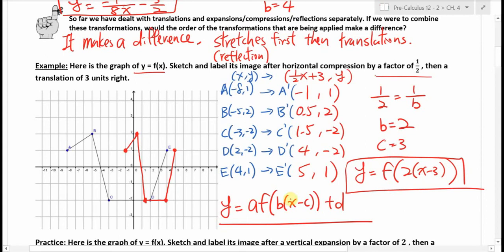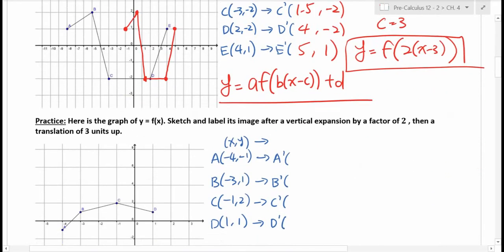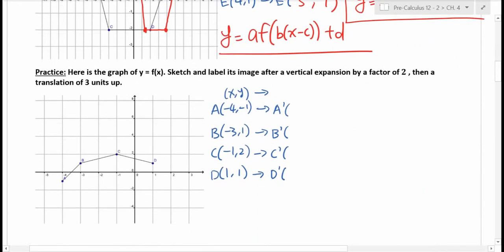So b is outside of the bracket. Okay, so be careful. The 2 is here, and then bracket x minus 3 because we're moving 3 units right. Okay, so that's the example. Hopefully that makes sense to you. If you think you're okay with this, try this one right here. You should pause the video and try it.